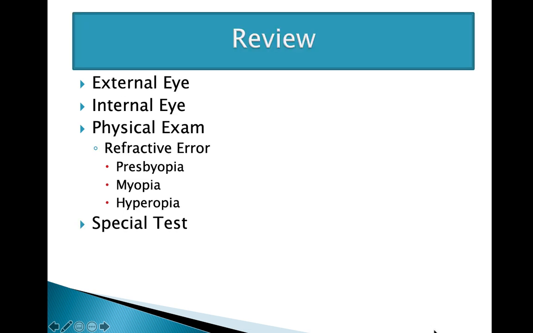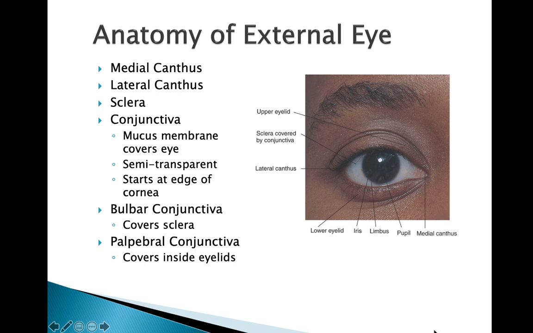So first, we're going to do a little review of the internal eye, external eye, physical exam, and special tests. The first thing we're going to talk about is the anatomy of the external eye. The medial canthus and the lateral canthus are depicted here. One of the big things about the medial canthus is that near there is the puncta, where the lacrimal system drains into the nasolacrimal system that goes into the nose.